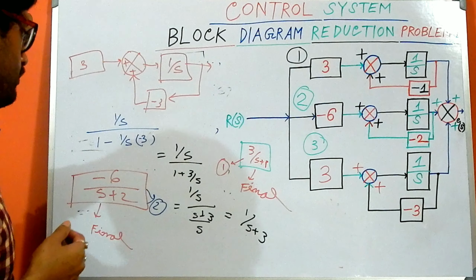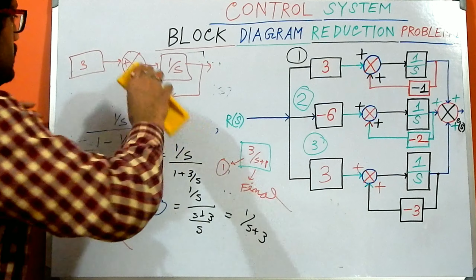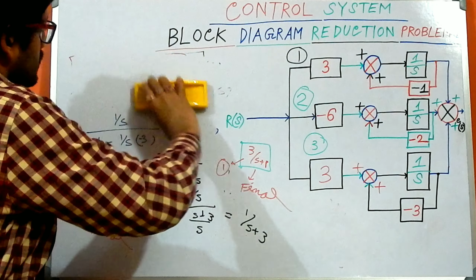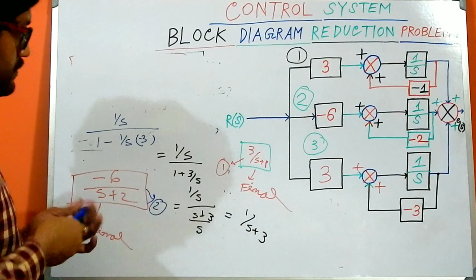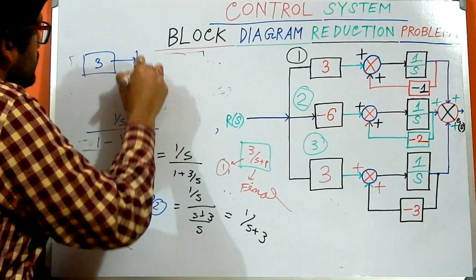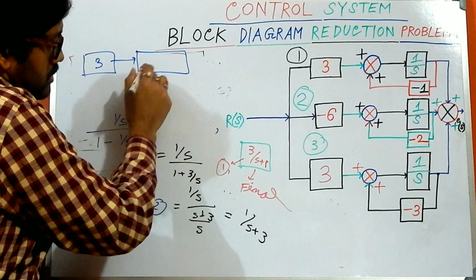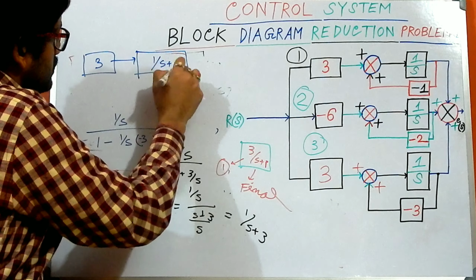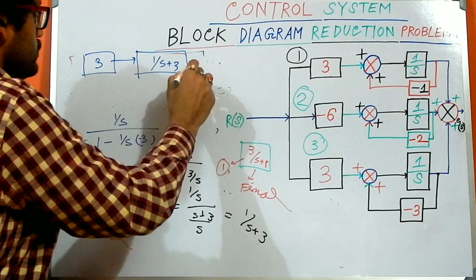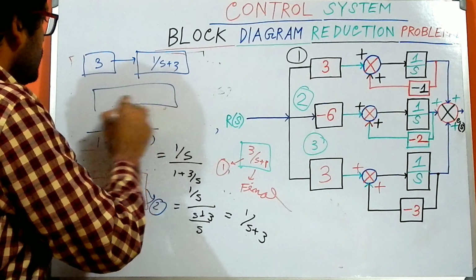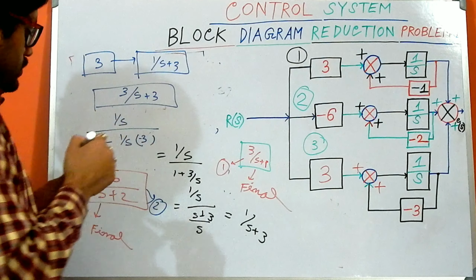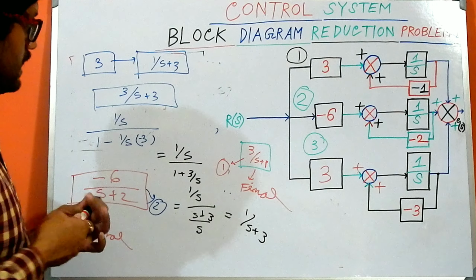So what is the final block for that? I will redraw this circuit over here. So this one is 3. So 3 is placed along this block, which is s plus 3. So what is the final response for the block 3? The final response for block 3 will be this one, 3 divided by s plus 3. So this one is for line number 3.